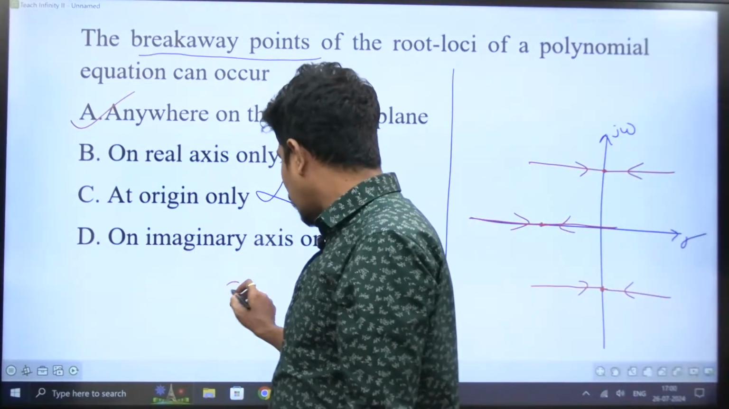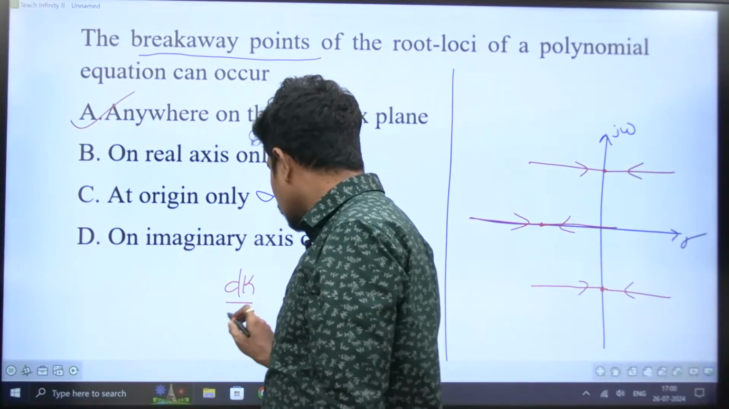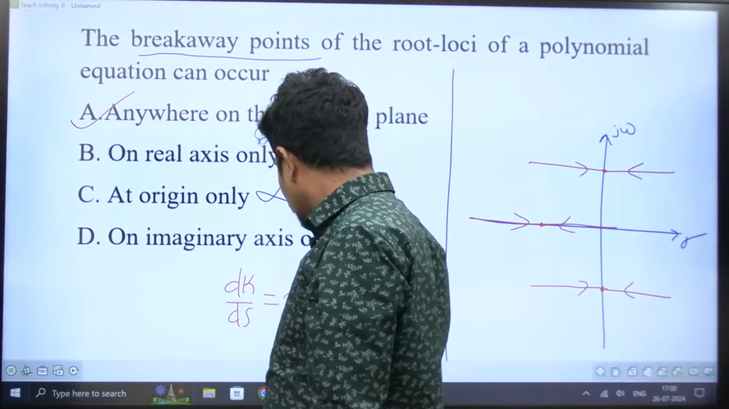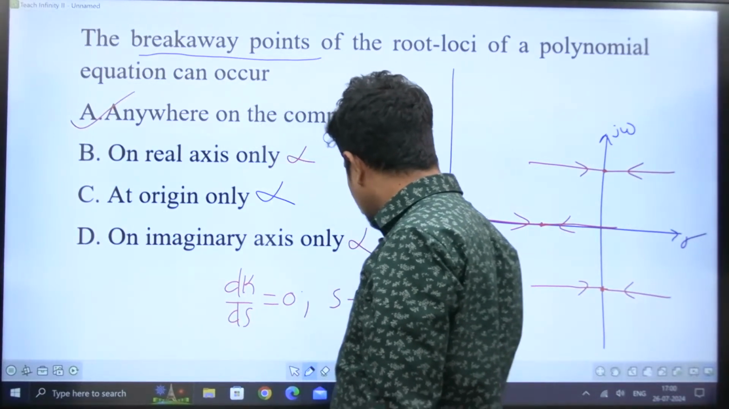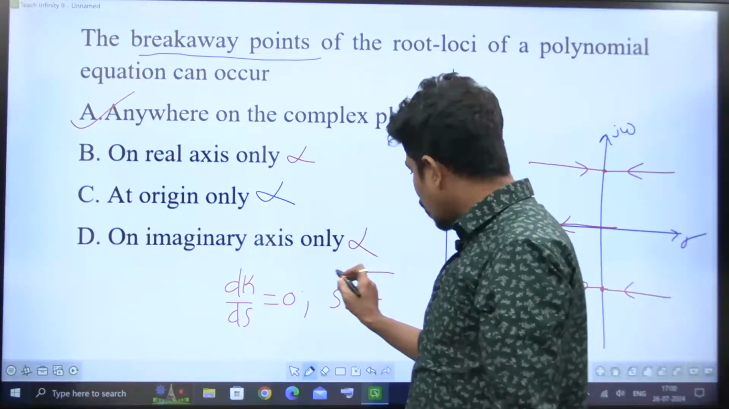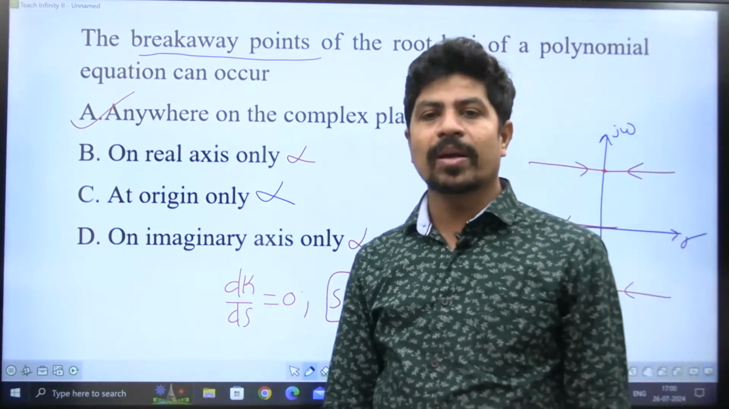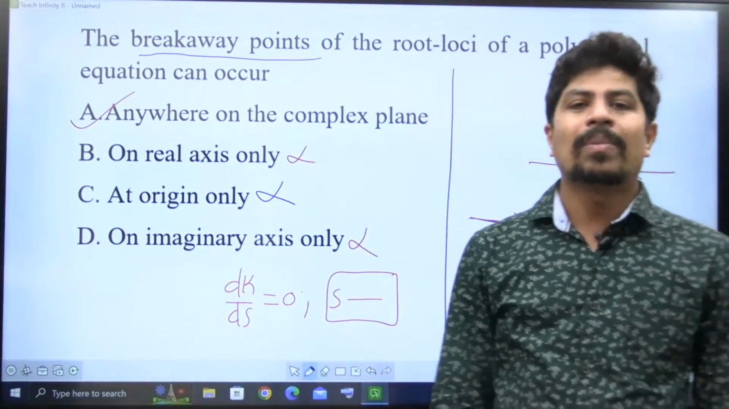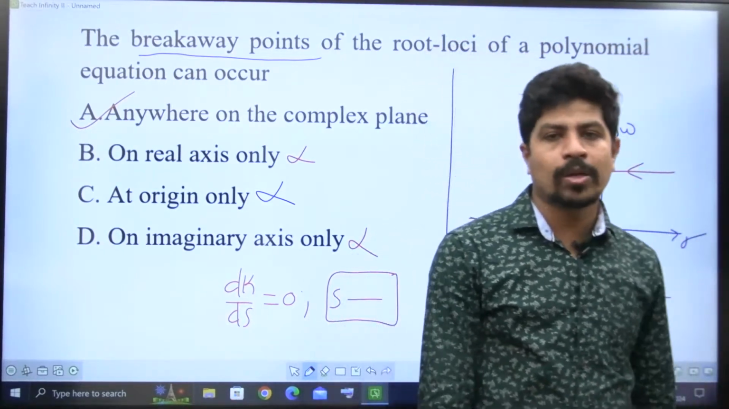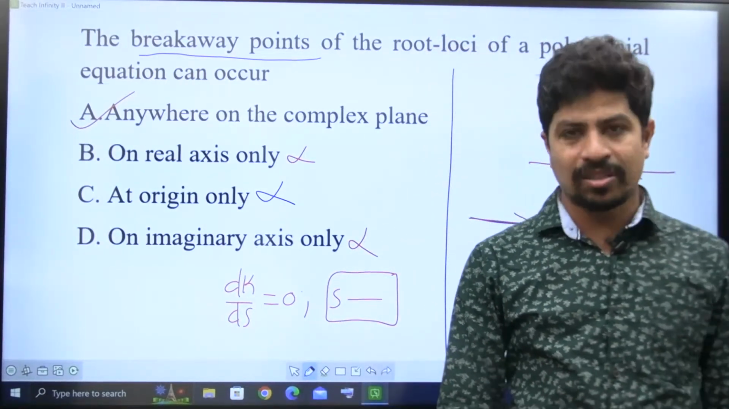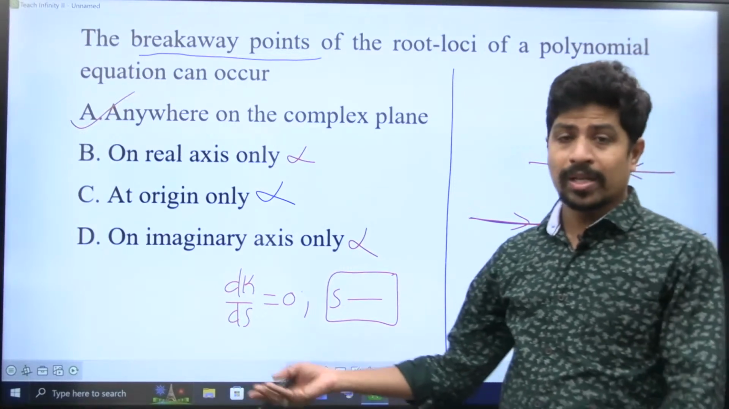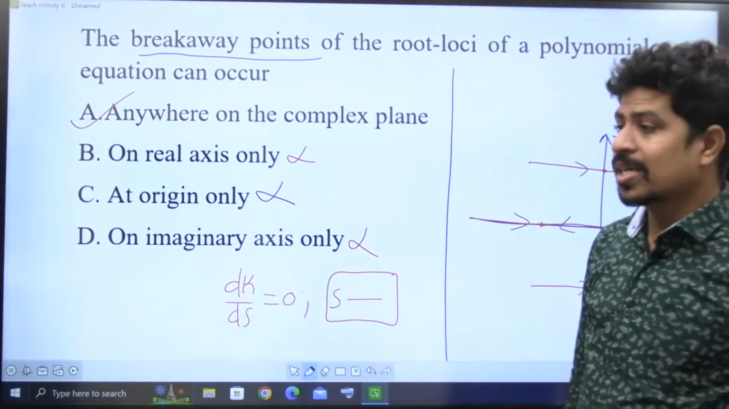For breakpoint you have to make dk by ds equal to 0. If you do this, you are going to get some roots of s. These are the breakpoints, and you have to check whether these breakpoints are valid or invalid. Validity of a breakpoint you have to check by angle condition. For a breakpoint to be valid, it must satisfy the angle condition. That is, if you substitute that breakpoint in the characteristic equation, it must satisfy. Okay.